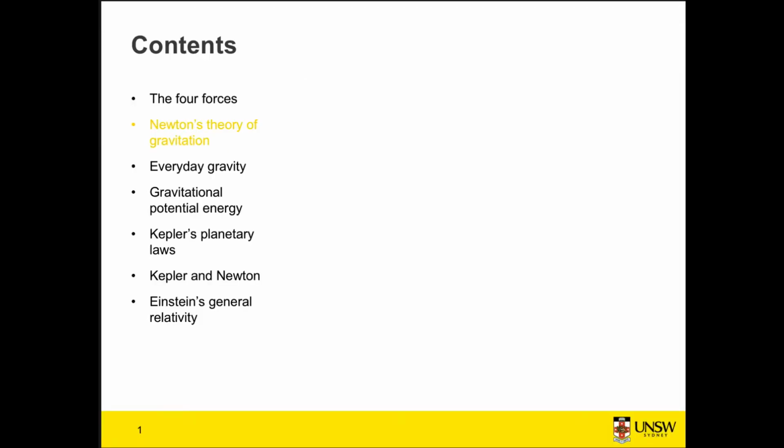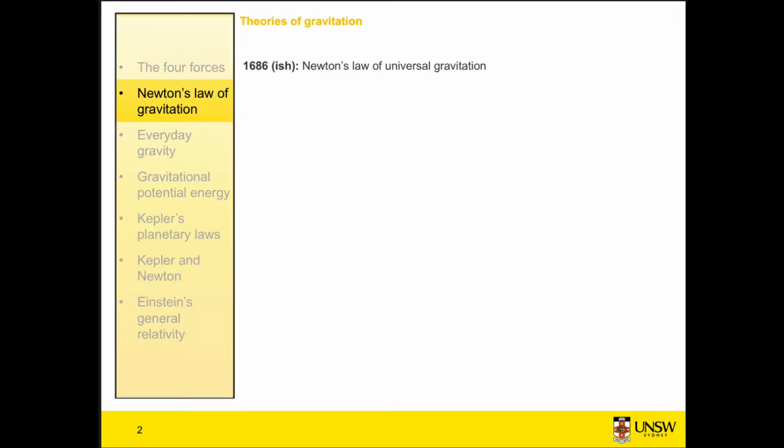This is the second video in the gravitation topic, and in this video we'll be looking at Newton's law. So sometime around 1686, Newton formulated and published his law of universal gravitation. And prior to him publishing that, it had been thought that gravity was a concept or a force unique to Earth.